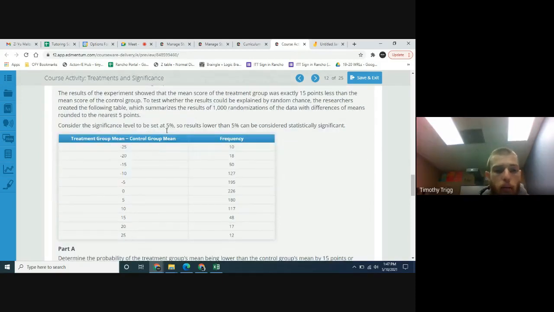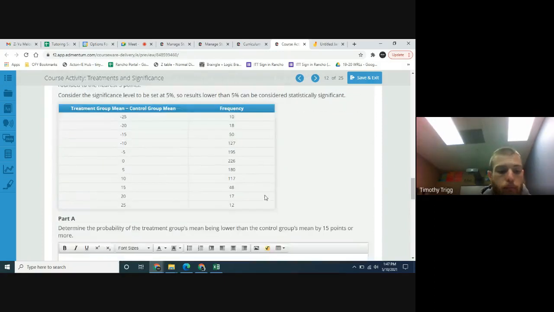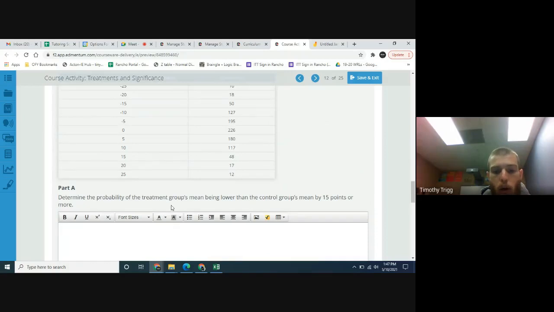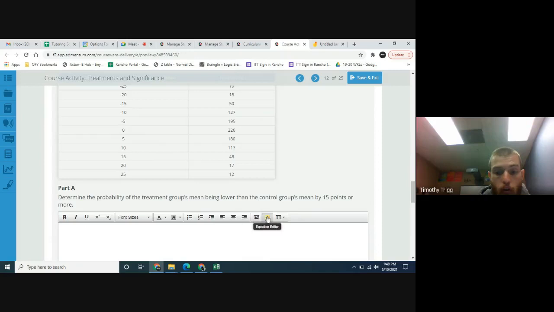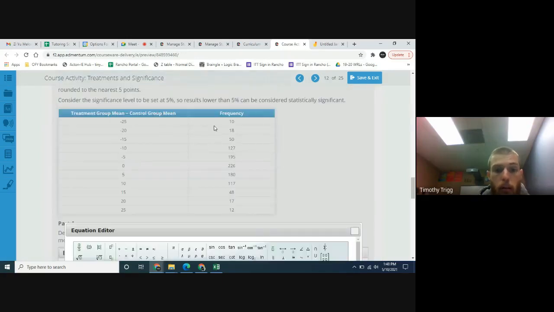Okay, so these are the random re-randomizations. So this is what you'd expect if there was no difference. Determine the probability of the treatment group's mean being lower than the control group's mean by 15 points or more. The treatment group being lower means those are the negative ones. When the treatment group is lower, then when you subtract them, that gives you a negative. So we're going to do 15 or more, right? So negative 15, negative 20, and negative 25. The number in those groups were 50, 18, and 10.